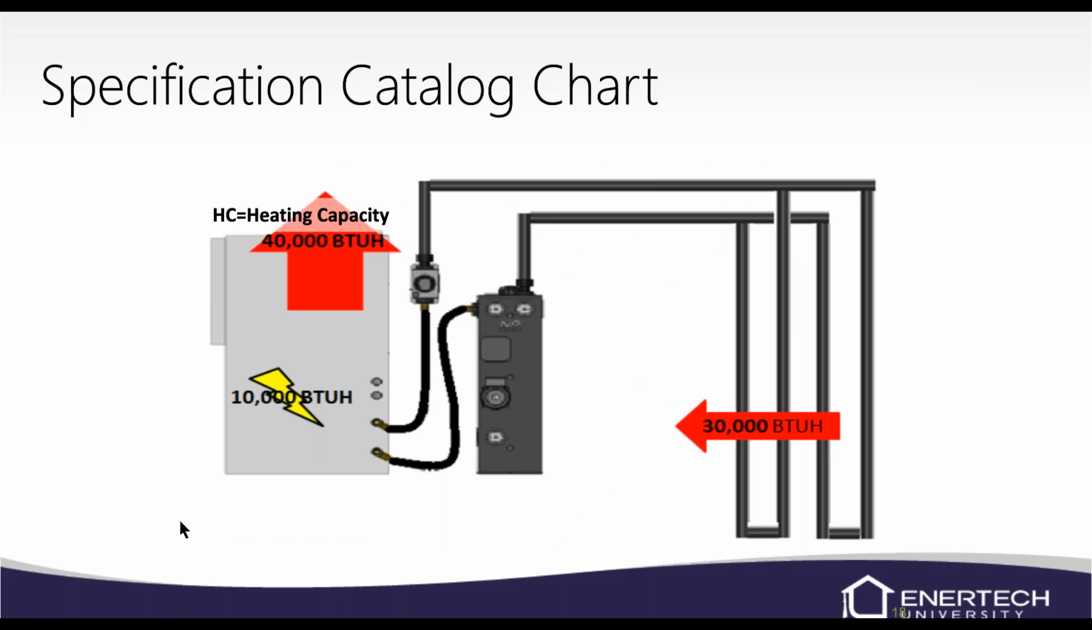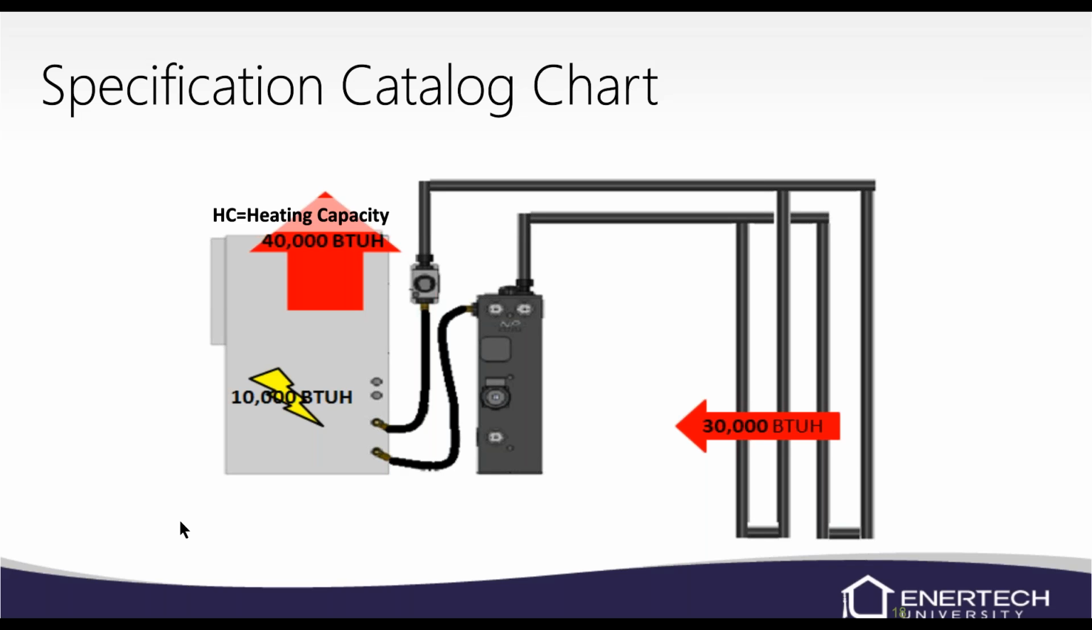So again, here's a little picture of the heating capacity. If we've got 30,000 BTUs we're pulling from the loop field, we've got another 10,000 BTUs for heat of compression. So total heating capacity of this unit would be 40,000 in this example. We can take that 40,000 and divide it by our supplied power, or our 10,000 BTUs, and that's how we get our COP. So heating capacity divided by our energy delivered.